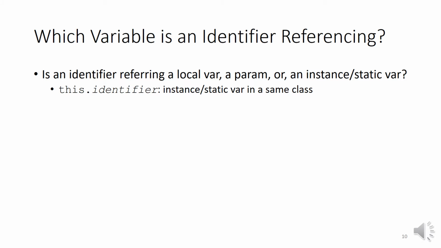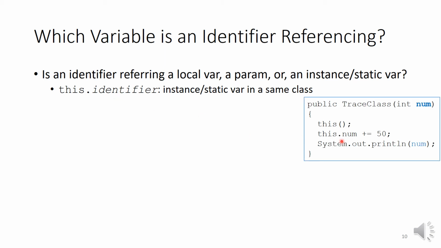While we talk about parameter versus argument, let's summarize how to decide which variable an identifier is referencing. When you see this dot identifier, it must be an instance or static data member. For example, here this.num is referencing a data member of the class. This num is not the parameter num.